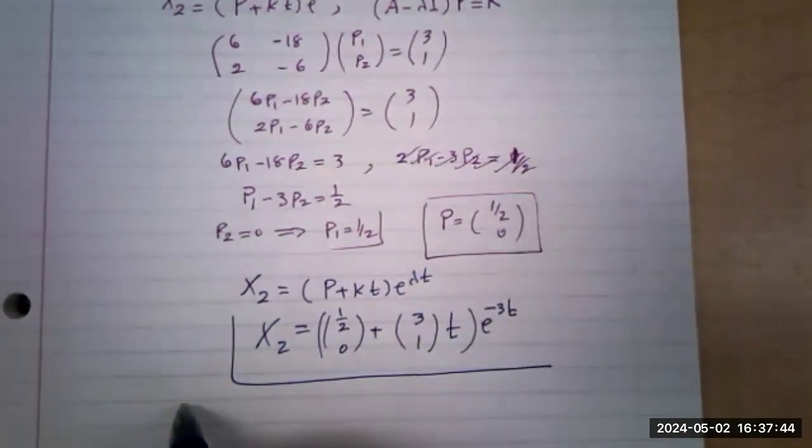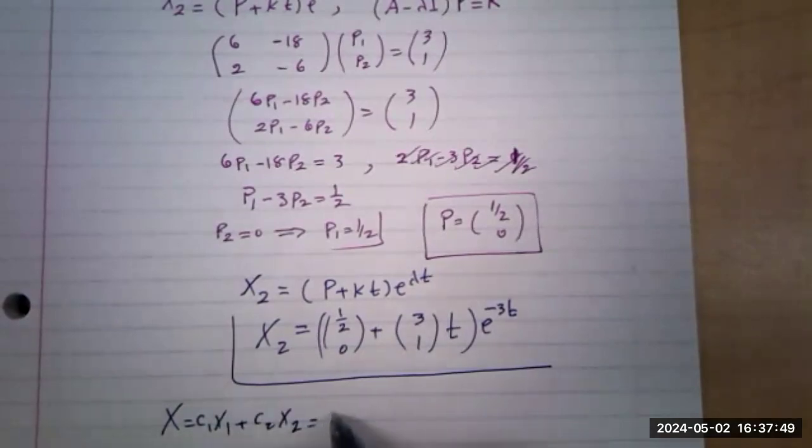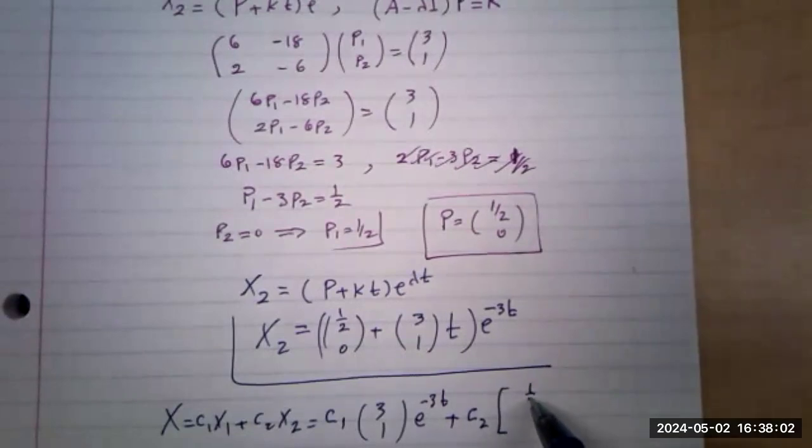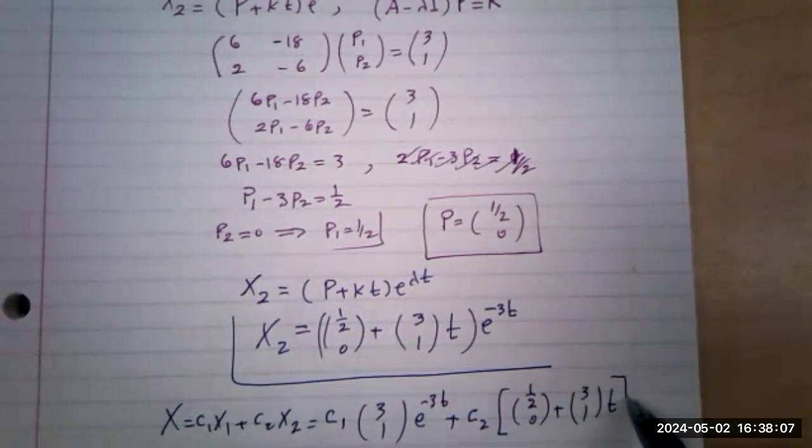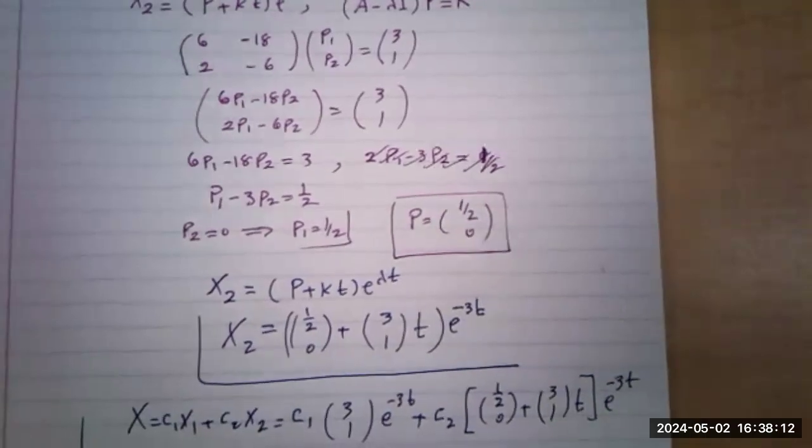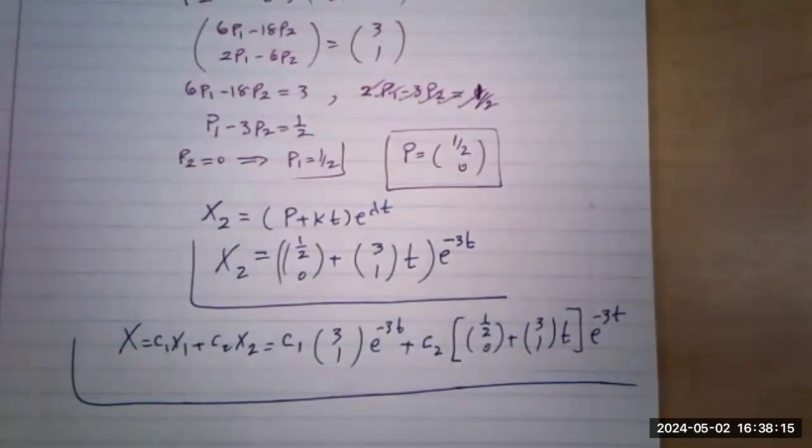Okay, so the general solution, x is equal to c1 x1 plus c2 x2, which is going to be equal to c1 times the first solution, 3, 1, e to the negative 3t, plus c2 times this one, 1/2, 0 plus 3, 1 times t e to the negative 3t. This is going to be the general solution of your system. Okay, so it's straightforward, and you get these numbers right away.